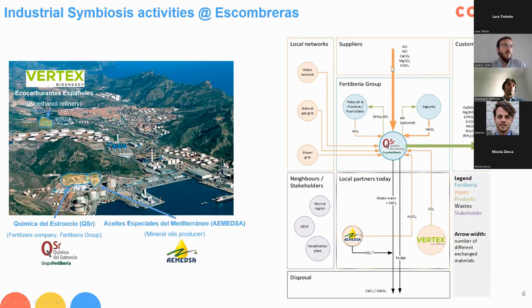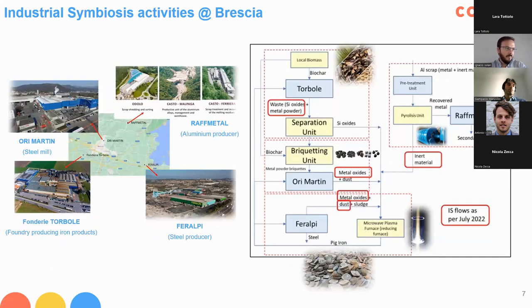So we have there Química del Estroncio suppliers. Also, the Fertiberia group supplies part of the raw materials required for the production of these fertilizers, but we also have interactions with these two companies that I already mentioned within the Escombreras Valley.